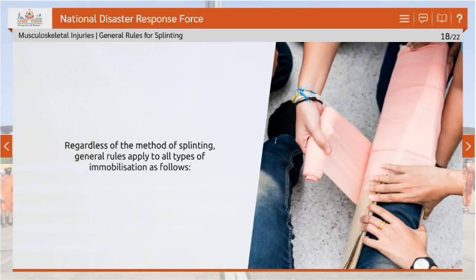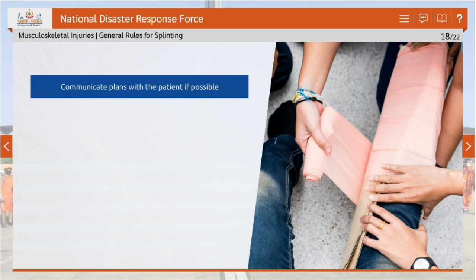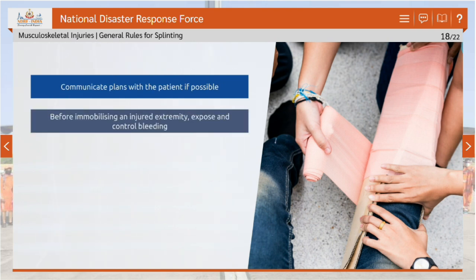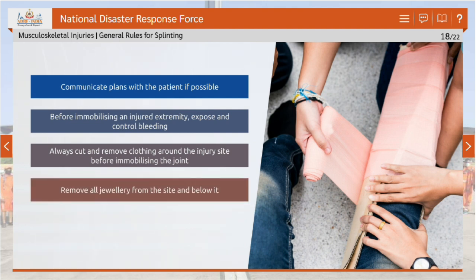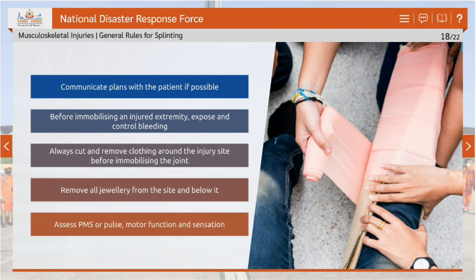Regardless of the method of splinting, general rules apply to all types of immobilization as follows. Always communicate your plans with your patient if possible. Before immobilizing an injured extremity, expose and control bleeding. Always cut and remove clothing around the injury site before immobilizing the joint. Remove all jewelry from the site and below it. Assess PMS, or pulse, motor function and sensation.